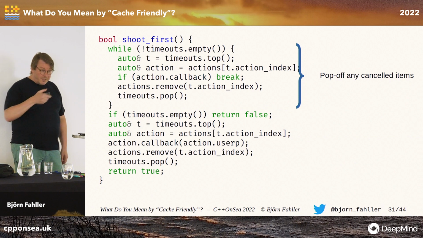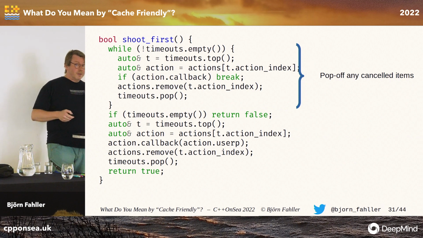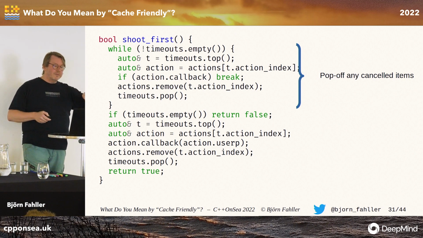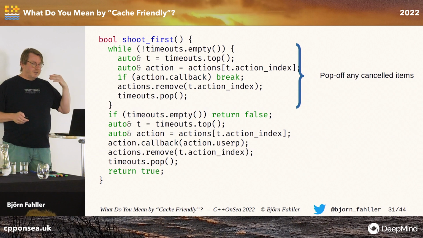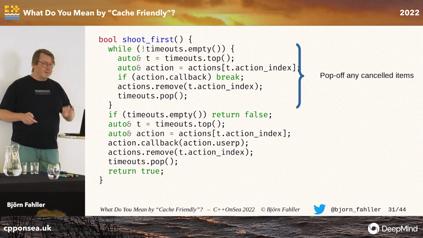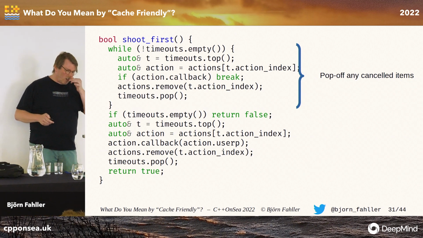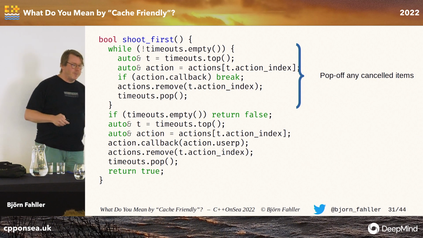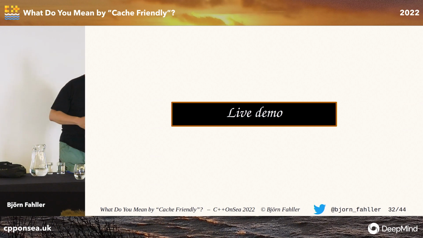Shoot first becomes more difficult because the top element may be canceled. So I have to loop through, popping elements as long as the callback pointer is null. Popping them off, they're of no value. And then either we're completely done or there is something to call in the lower half of this function. So we're doing more work here. So let's have a look.